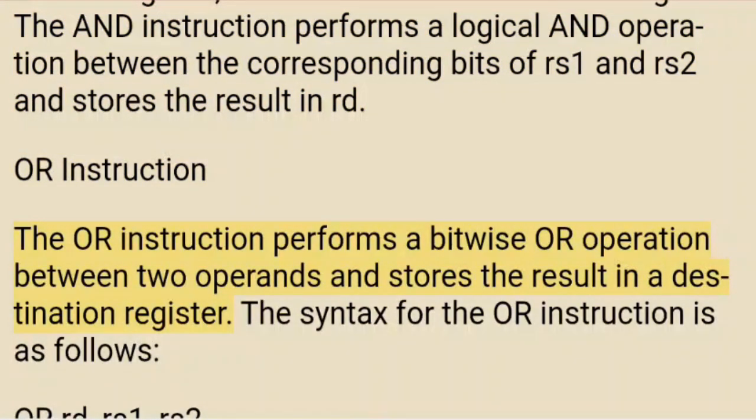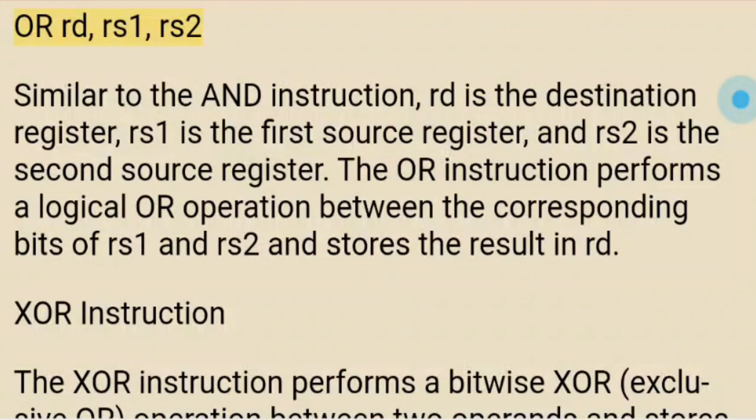OR instruction. The OR instruction performs a bitwise OR operation between two operands and stores the result in a destination register. The syntax for the OR instruction is as follows. OR rd, rs1, rs2. Similar to the AND instruction, rd is the destination register, rs1 is the first source register, and rs2 is the second source register. The OR instruction performs a logical OR operation between the corresponding bits of rs1 and rs2 and stores the result in rd.